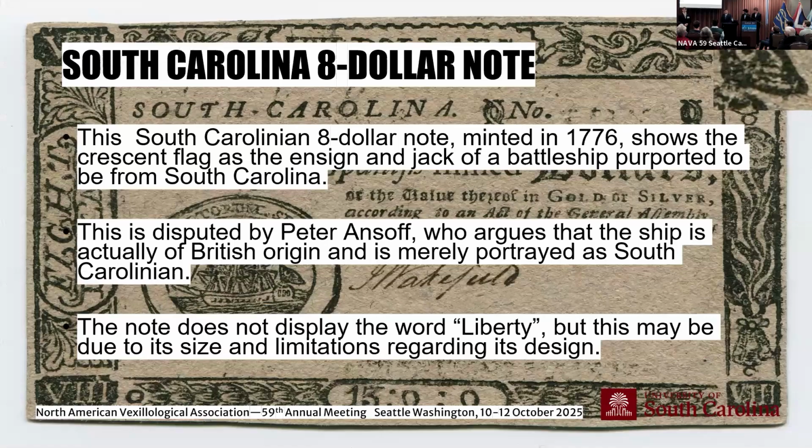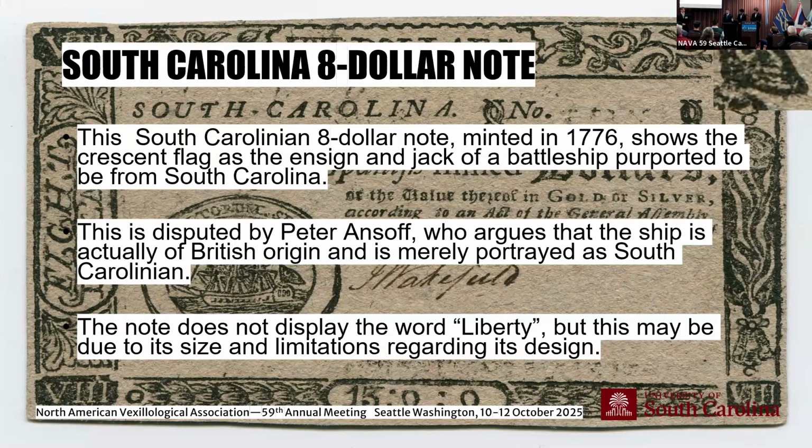So this is an $8 note that was minted in South Carolina from 1776 to 1777. And the important part of this, as you can see in the lower left quadrant, is the battleship on the note, which has the crescent flag as its ensign and jack. And this was said to be a South Carolinian ship, as you can see from the flag.